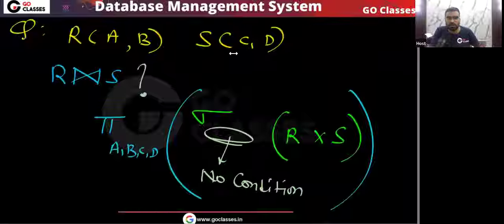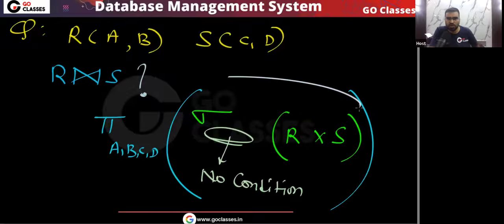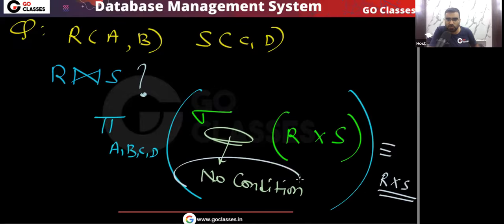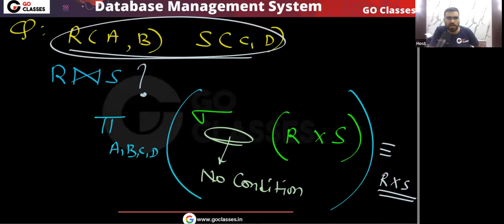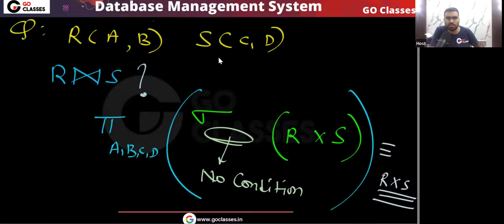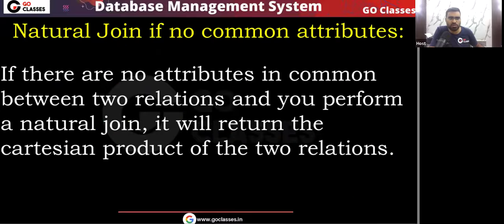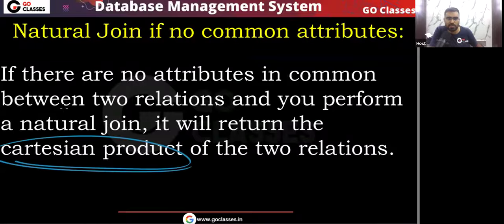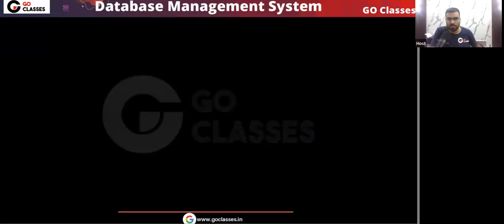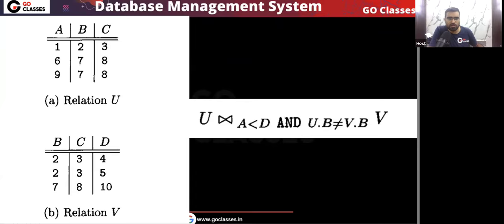So is this same as R cross S? Can you notice this whole thing? This is same as R cross S because there is no filter condition. There is no tuple selection condition, so all the tuples will pass. So you can see if there is no common attribute, then your result is same as R cross S. I hope you understood. Okay, so this is the note. Natural join if no common attribute: if there is no common attribute, then the result will be the same as the cross product of two relations. Okay, let's do this question.